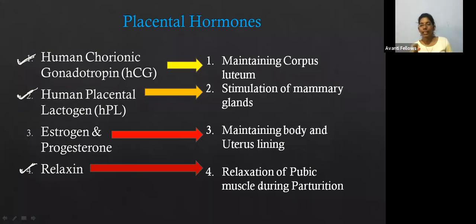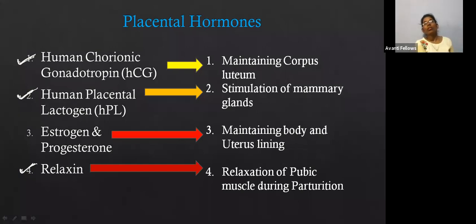Which means at the pubic area where the uterus is present, if this is the size of the uterus, see, this is the size of the uterus, and the baby or the embryo is growing inside the uterus, now the uterus has to become bigger, and the area around this is called the pubic area. This pubic area also has to get relaxed, right? So that is by the relaxin hormone.